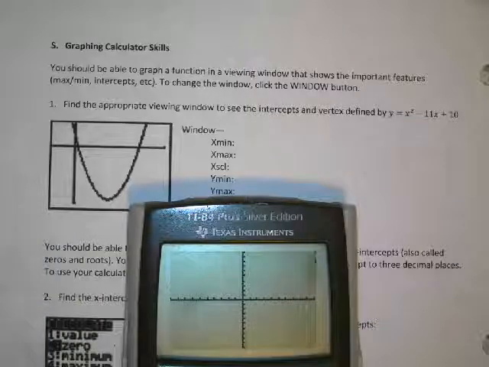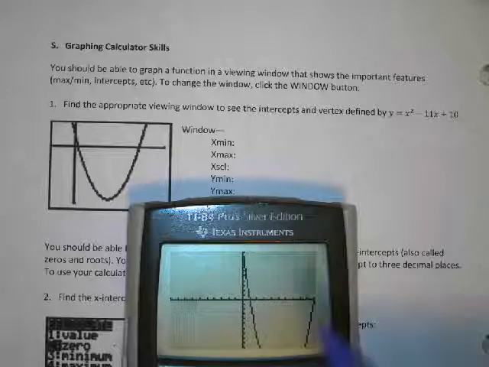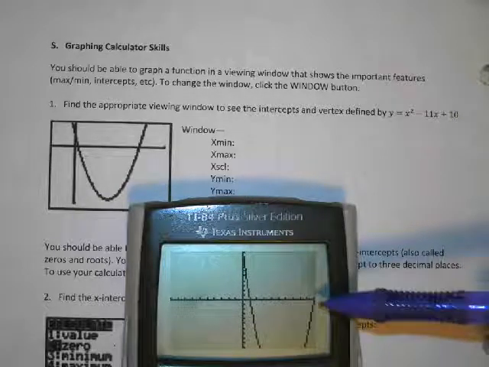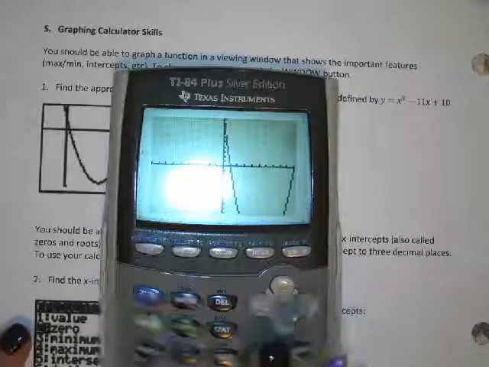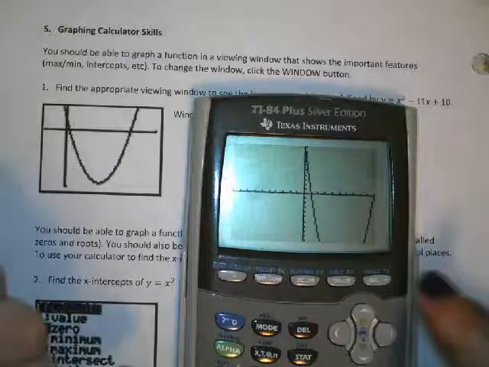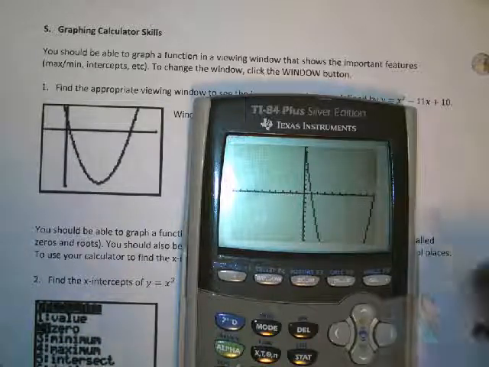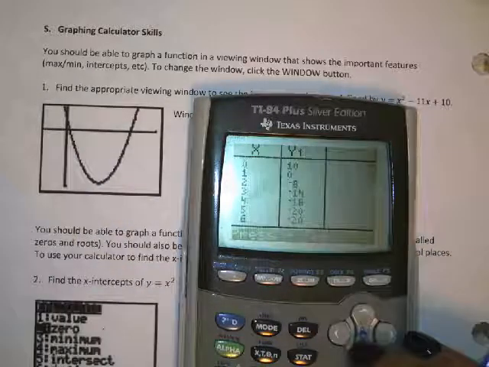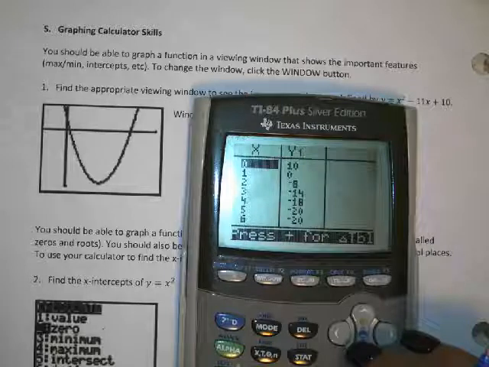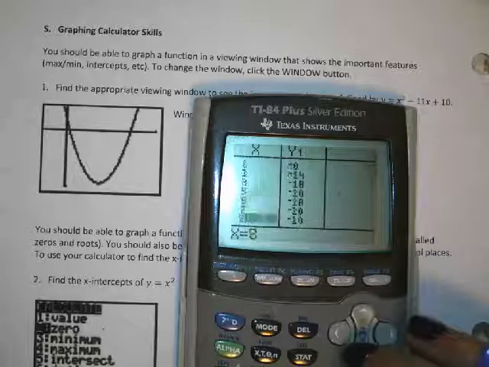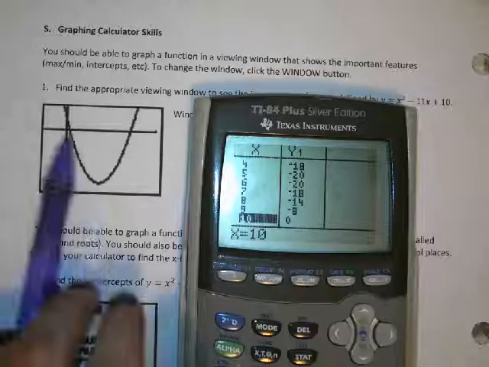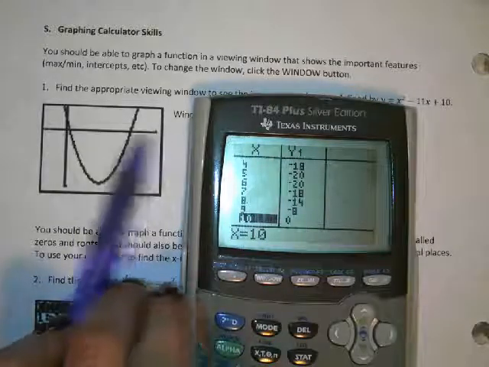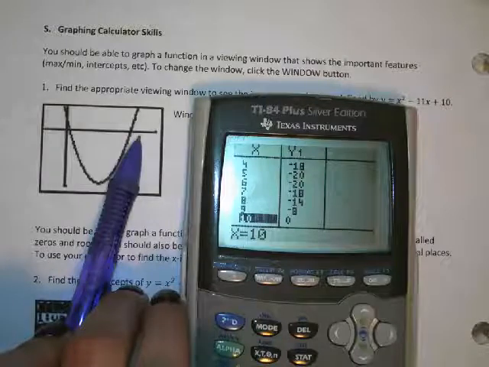When you graph it in the default window, you can't see all of the graph very well, so it's helpful to have a good idea of what the other x-intercept is going to be, where the vertex is, that sort of thing. Typically I look at the table, and I know the other x-intercept was closer to where x was 10. So I probably need to go past 10 for the x max.